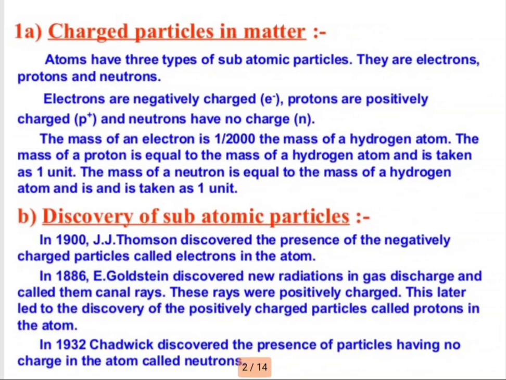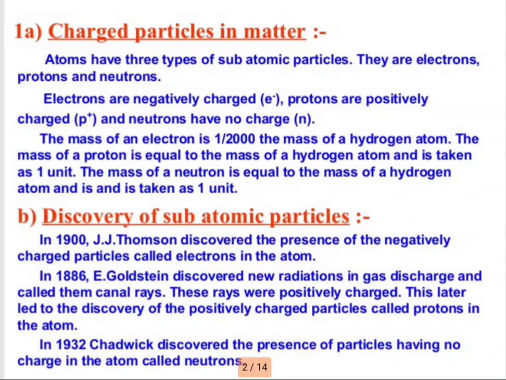First of all, we discuss charged particles in matter. Atoms have three types of subatomic particles. They are electrons, protons and neutrons. Electrons are negatively charged and protons are positively charged, P+. Neutrons have no charge. The mass of an electron is 1 by 2000 the mass of a hydrogen atom. The mass of a proton is equal to the mass of a hydrogen atom and is taken as 1 unit. The mass of a neutron is also equal to the mass of a hydrogen atom and is taken as 1 unit.